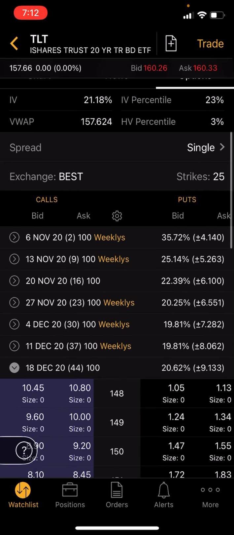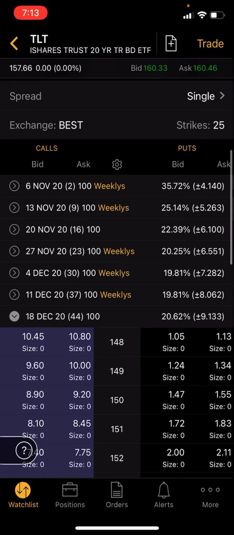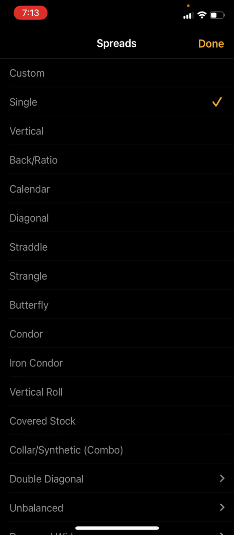And the other thing I want to call your attention to, I'm going to slide it to the top of the screen right now. You can't see my fingers, which is unfortunate. You can't see me, but this spread, it says single. If yours is set to single, you have a couple options. You could choose vertical because that's what we're going to be doing. We're going to be doing a long put spread, right? A debit spread again.